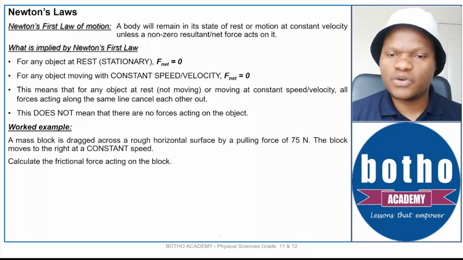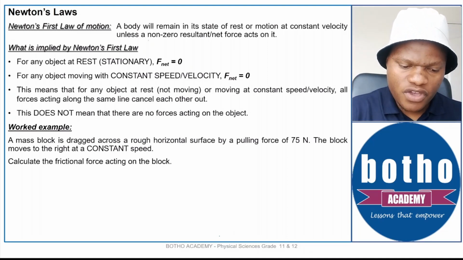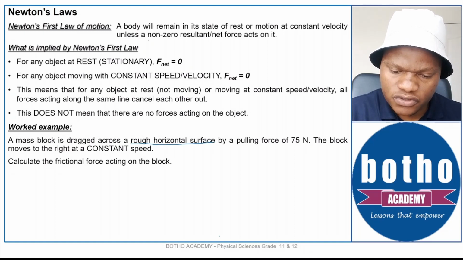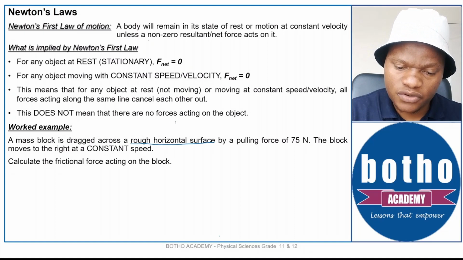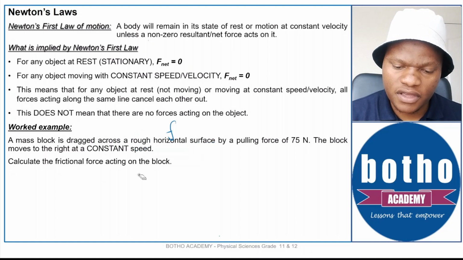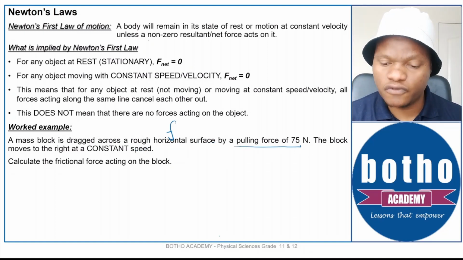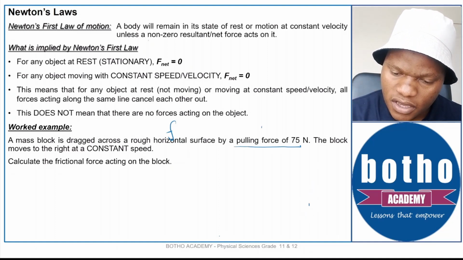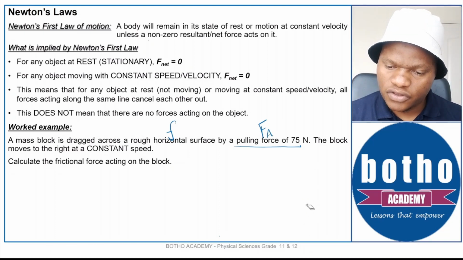All right. Here's a worked example similar to what we've just dealt with. Here we have a mass block that is dragged across a rough horizontal surface. We've already learned based on the forces that we did that this means there will be a frictional force, especially when you see the word rough there. Now it's being pulled by a pulling force. Remember when we did forces, a pulling force is an applied force. So there are two forces here acting on this object.